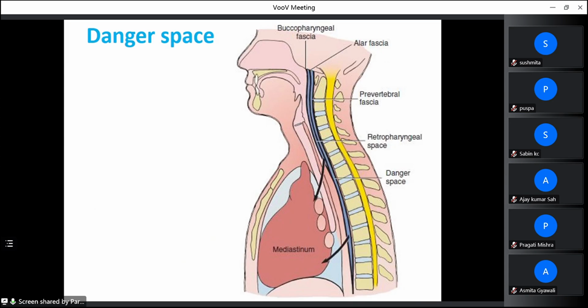There is something called a danger space. It is called the danger space because if it is involved due to a space infection, it will lead to mediastinitis, and all the important structures are present in the mediastinum. So the patient will have severe complications. There may be chances of death as well.